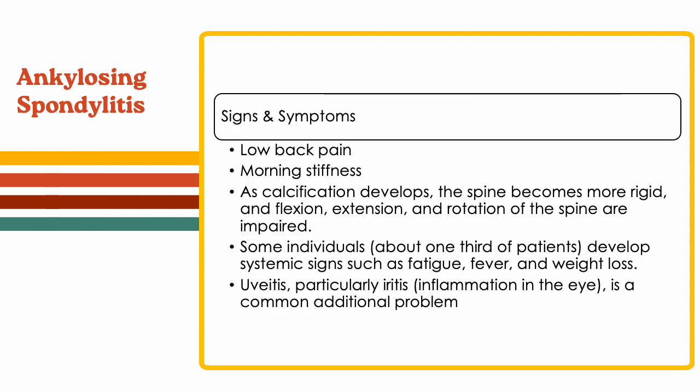As far as your signs and symptoms, you'll have morning stiffness, low back pain. The spine does become more rigid, and you may not be able to extend, flex, and rotate the spine as well as you used to. Some individuals have systemic signs such as weight loss, fever, and fatigue. You may get uveitis or specifically iritis, which is inflammation in the eye, and that is a common additional problem.